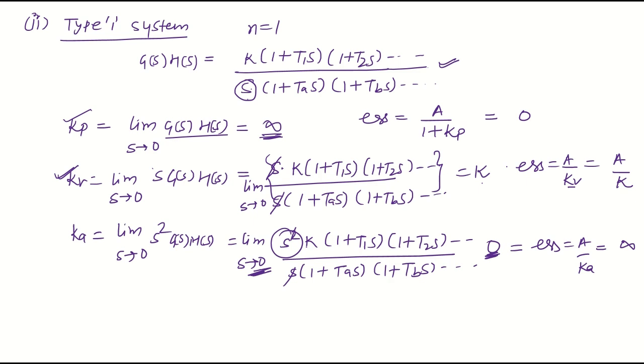So let me again summarize this. For type 1 system, the number of open loop poles at the origin is 1, and if I calculate the value of Kp, it comes out to be infinity. For the unit step input, the steady state error is 0, and the velocity constant Kv comes out to be K, and in this case the steady state error is A by K. The acceleration error constant Ka comes out to be 0, and for this case the steady state error is infinity.